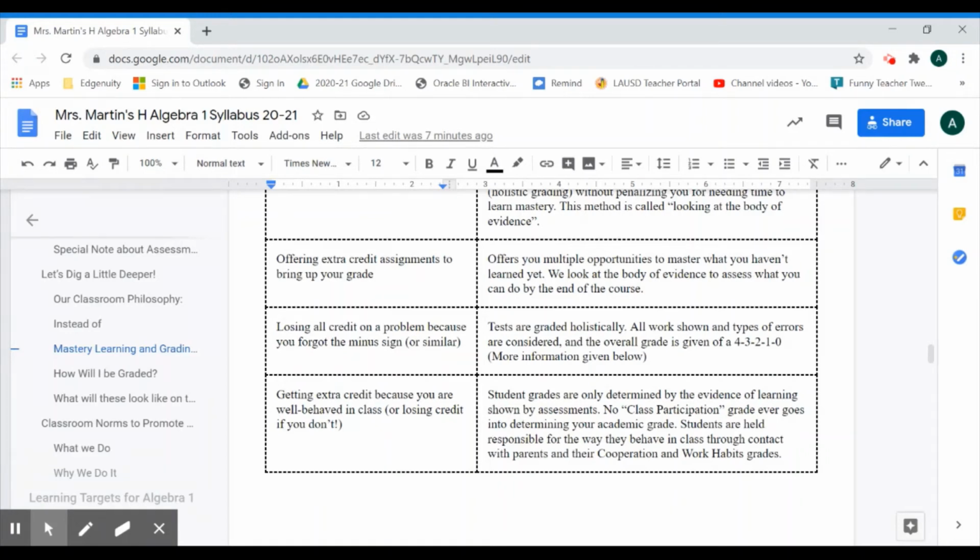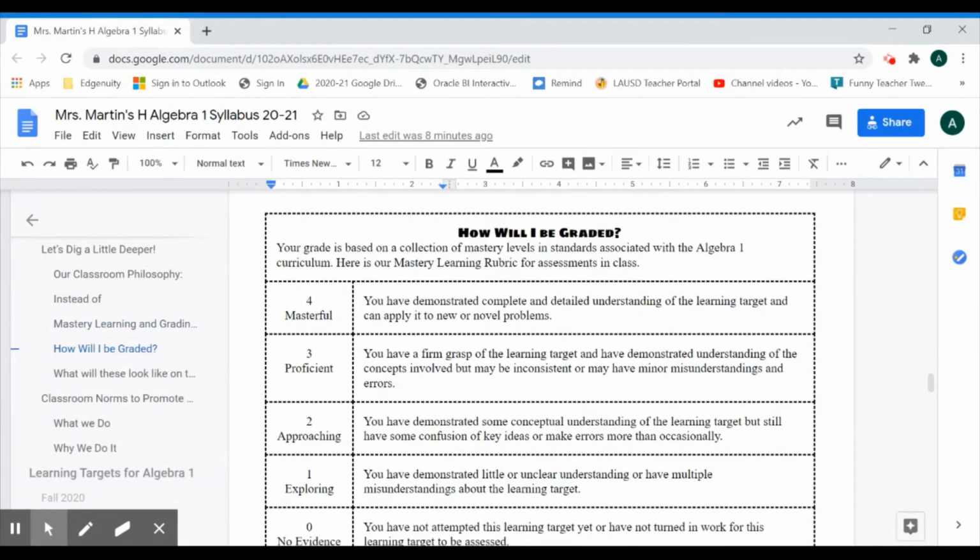Finally, getting extra credit because you are well behaved in class or losing credit if you don't. Now, while I expect you to be well behaved in class, that's a class expectation, not a courtesy. So your behavior is not going to affect your letter grade.